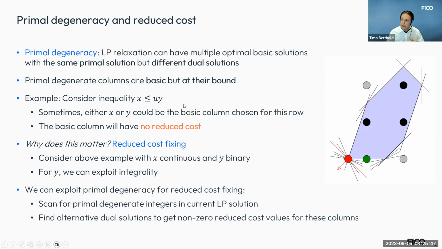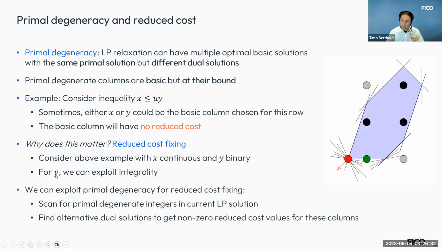So just consider this very simple inequality here. If one of these 2 columns is in the basis and this constraint is tight, you can always exchange it for the other one. So why does this matter? Because you can use this in reduced cost fixing. So assume this above example has one of the variables being integer, or in particular binary in that case, and the other one is a continuous variable. This is like very typical indicator or big M constraints, where you would use the binary y to activate or deactivate a continuous variable x.